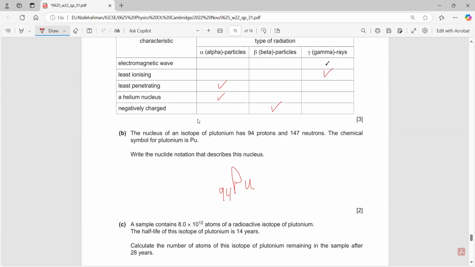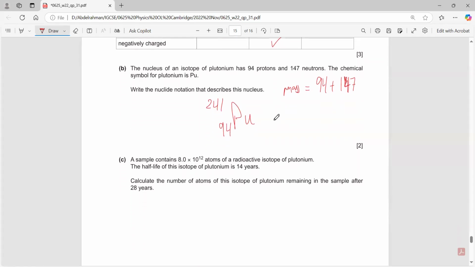Would that be correct? Definitely not, because you need to find the nucleon number, or the mass number, not the neutron number. You need to find the mass number, which is 94 plus 147, which would be 241. This is the nuclide notation of plutonium.